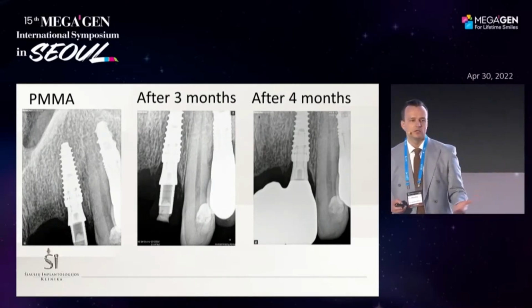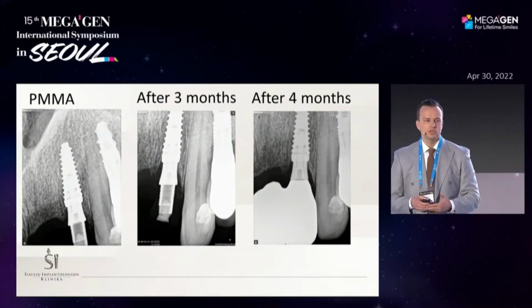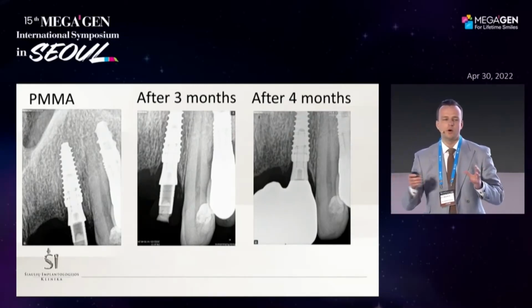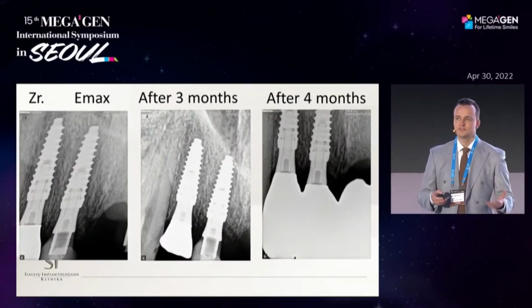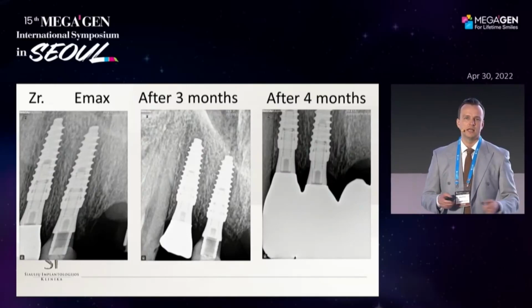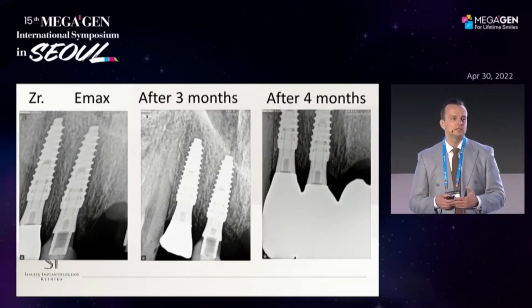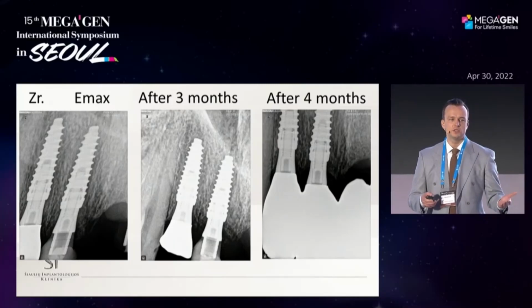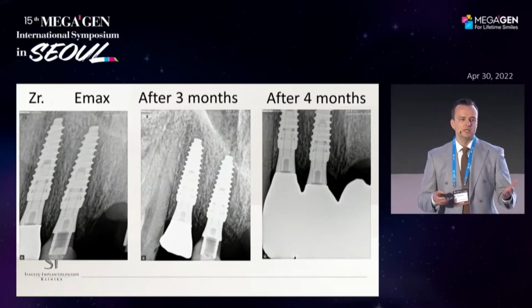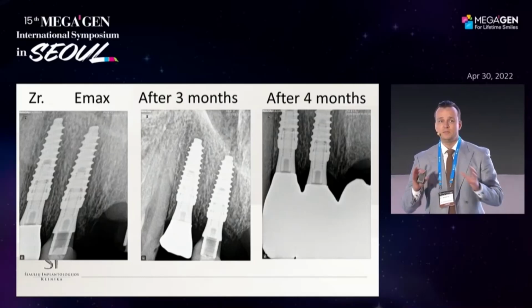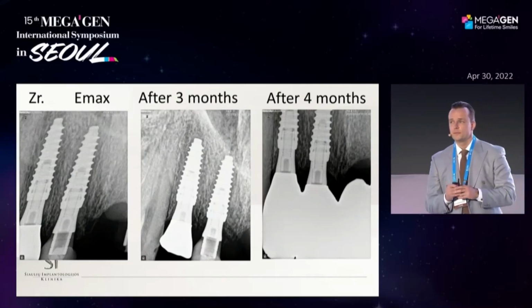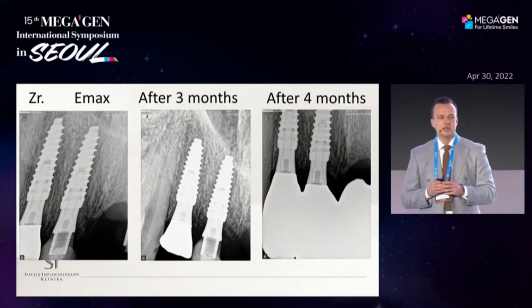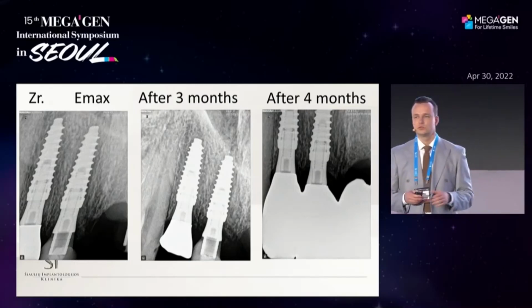So PMMA on the left side, just after surgery, then after 3 months, after 4 months, you can see that bone remodelling is going on. And the other 2 materials: on the left side is zirconium, on the right side is Emax, at the stage of surgery, 3 months after, and 4 months after. You can see that where the Emax was placed, we have a slight resorption of the bone and remodelling. And on the zirconium side, the bone looks better.